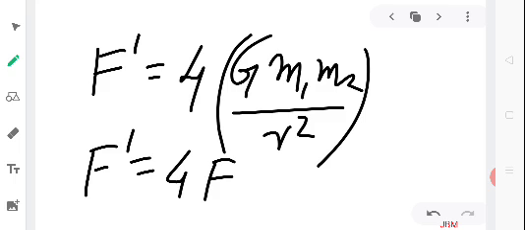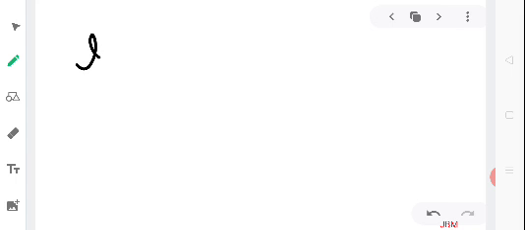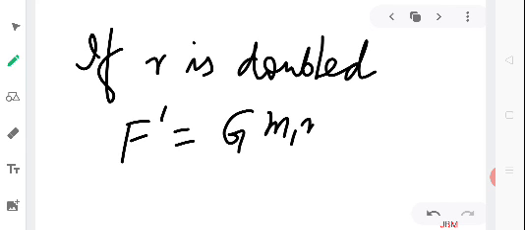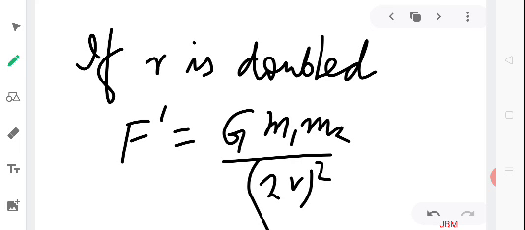So you can see that if the distance decreases, force increases, and it is quite obvious. If the two masses are kept close to each other, then the gravitational force of attraction is going to be stronger. If the distance is increased, the force is going to decrease. Let us take one more example. If r is doubled, then F dash will be equal to G m1 m2 by 2r whole square, isn't it?